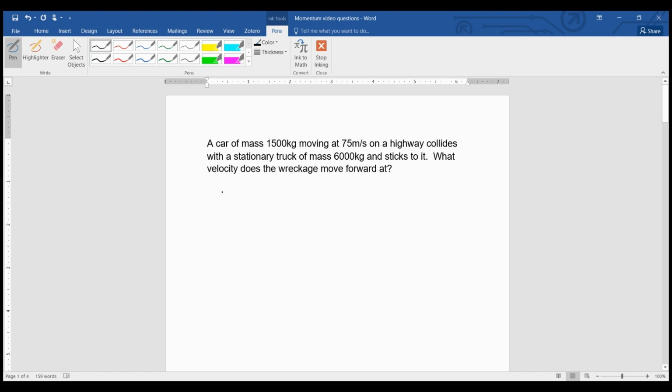So the momentum before collision, what is the momentum of the car? Mass times velocity. So 1500 times 75 because it's moving forward, plus momentum of the truck is 6000 times 0, because the truck is stationary, it is not having a velocity, so the initial velocity of truck is 0. Now after collision, what's happening? It is sticking, so both the car and the truck are sticking together, and then they are moving with the same velocity, which is v.